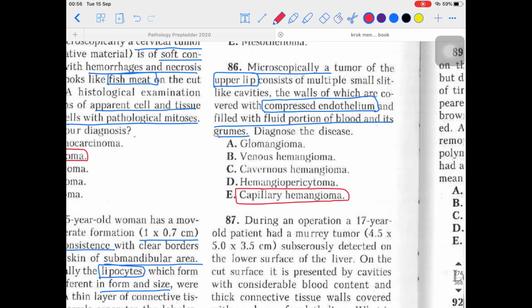Moreover, these vessels are lined by a single layer of endothelial cells, and in our question they clearly mentioned endothelial cells. In simple language, there will be endothelium which is compressed due to these tumors, and due to the compression there will be some amount of blood filling here and there. That is the meaning of capillary hemangioma, and that's what they are trying to say here: compressed endothelium filled with the fluid portion of the blood. So this kind of hemangioma is the capillary hemangioma. I hope you got my point.